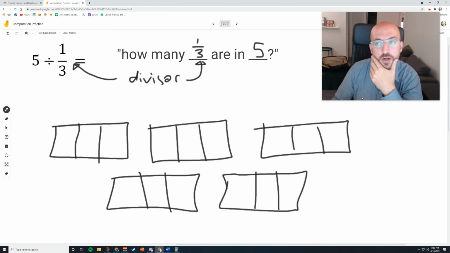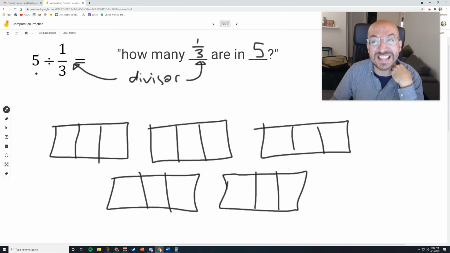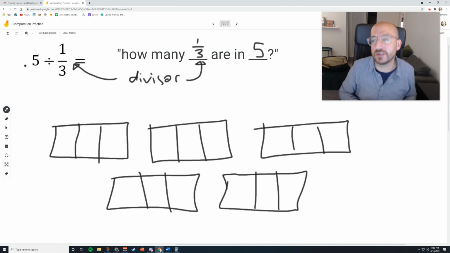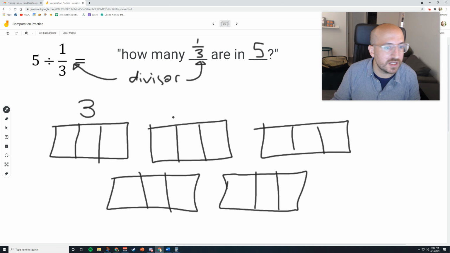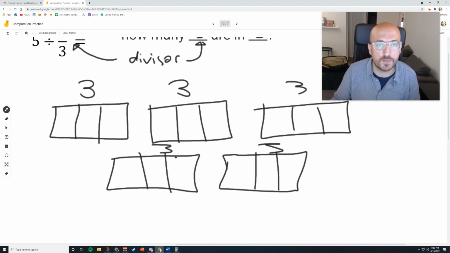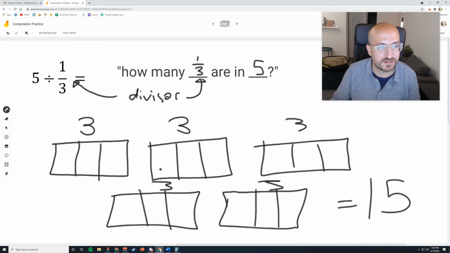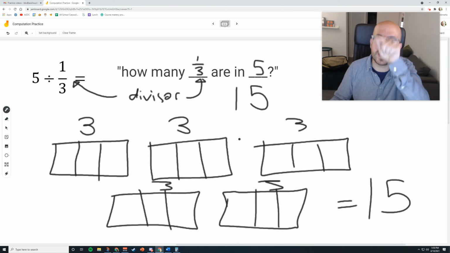That's a picture for it. Here I have 5 wholes divided into thirds. I have 5 pies, dividing them into thirds. How many pieces will I have? Well, there's 3/3 here, 3/3 here, 3/3 here, 3/3 here, 3/3 here. So 3, 3, 3, 3, 3 is 15 pieces. How many thirds are in 15? How many thirds are in 5? 15. Boom, period. End of sentence.